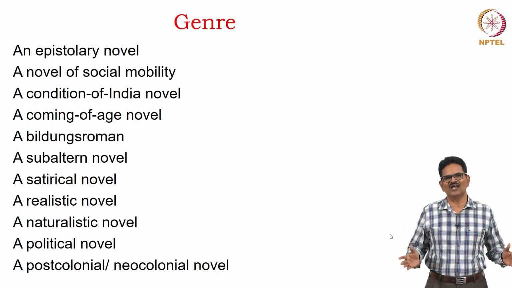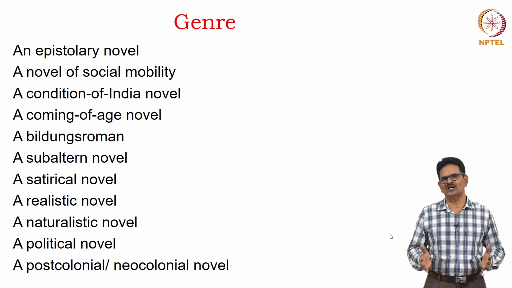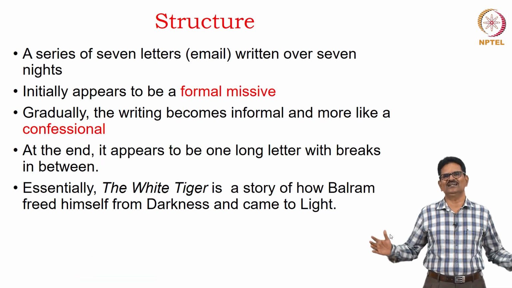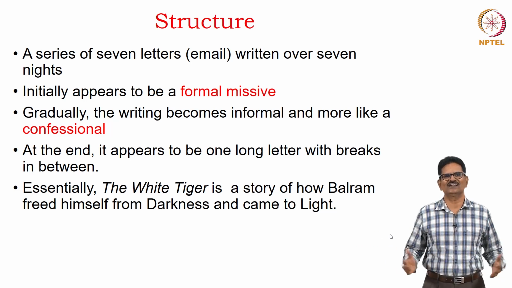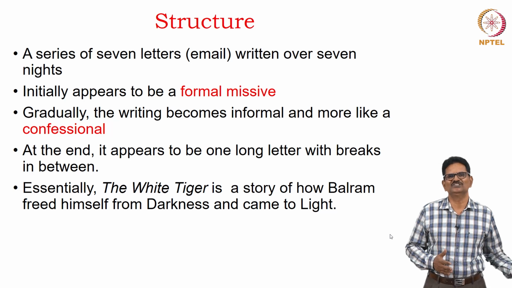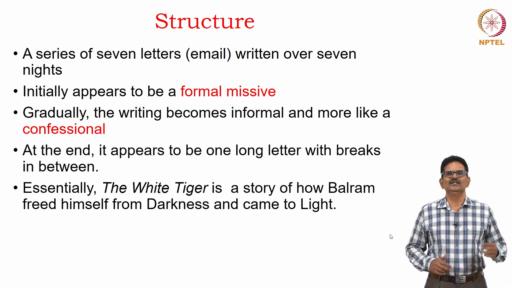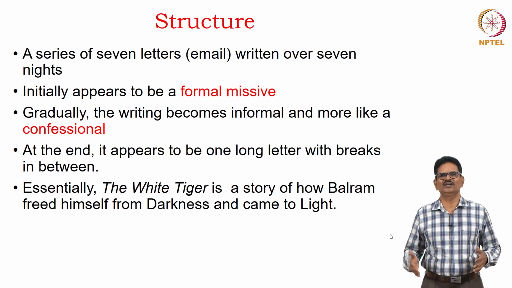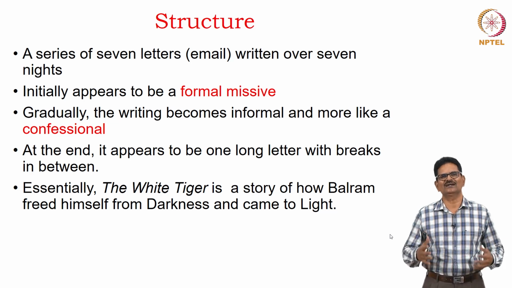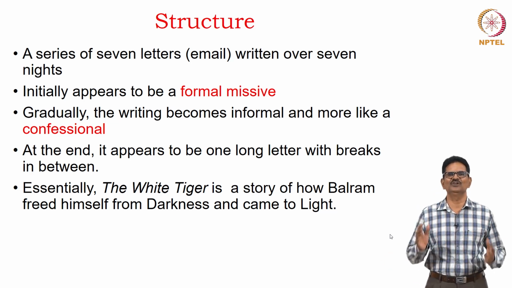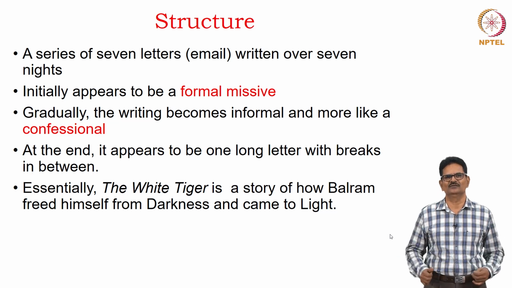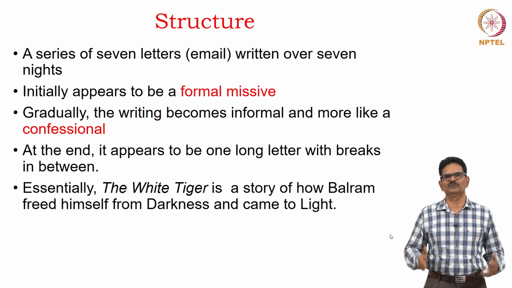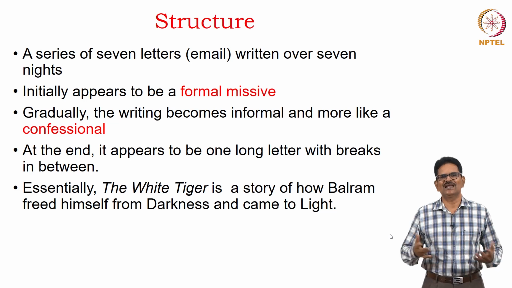So the form of the novel can be considered in many ways, so the genre of the novel is very complex. The novel has a structure of a series of seven letters, actually emails, written over seven nights. These are written to the Chinese premier Wen Jiabao. Initially, it appears to be a formal letter, but then gradually the writing becomes informal and more like a confessional story. At the end, it appears to be one long letter with breaks in between. Essentially, The White Tiger is a story of how Balram Halwai freed himself from darkness and came to light to live a life that he wants to live.